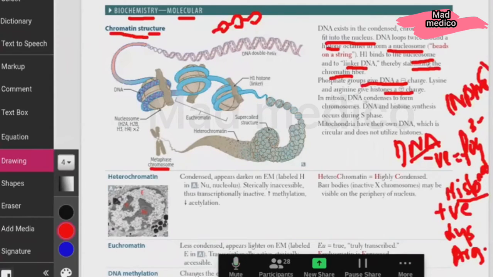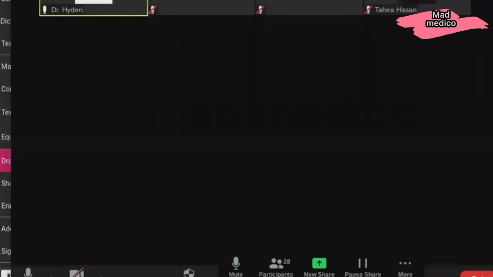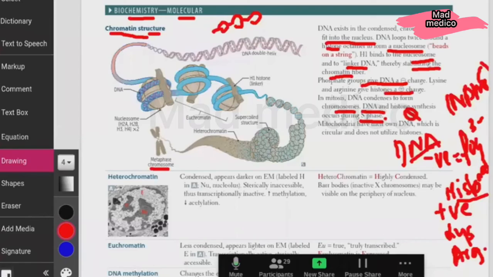In mitosis, the DNA will condense to form a chromosome, and DNA and histone synthesis occurs during the S phase. This is also a question: at which phase of the mitotic cycle does DNA and histone synthesis occur? It's the S phase. We have talked about this before: in the S phase, the DNA condenses and the structures get ready to separate, right? So DNA and histone synthesis will occur at the S phase.